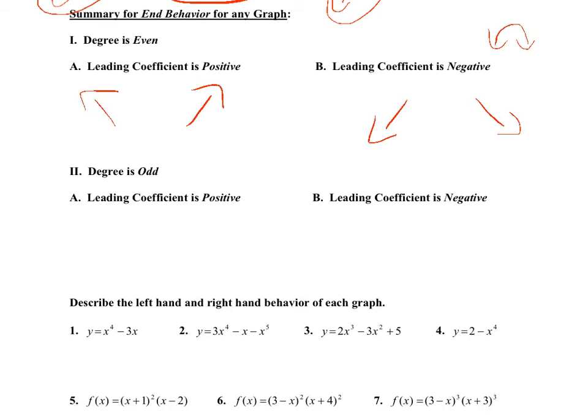When the degree is odd, this is like our S-curve. We can use this to cheat. Whoops, that's actually when the leading coefficient is negative. So when the degree is odd, this is what the S-curve looks like. If the leading coefficient is positive, this is what we get.